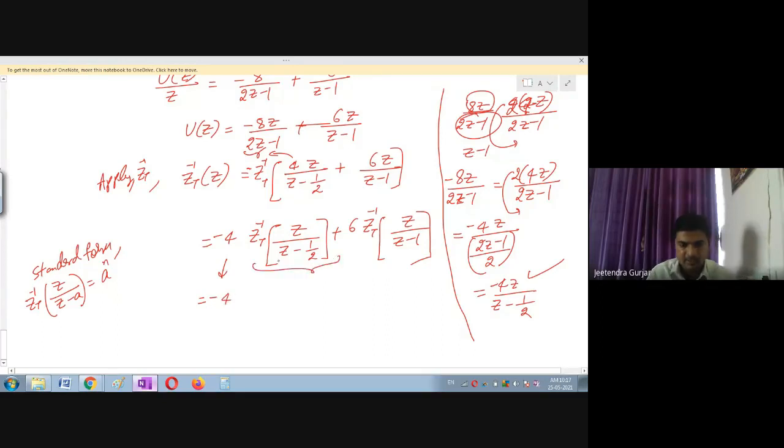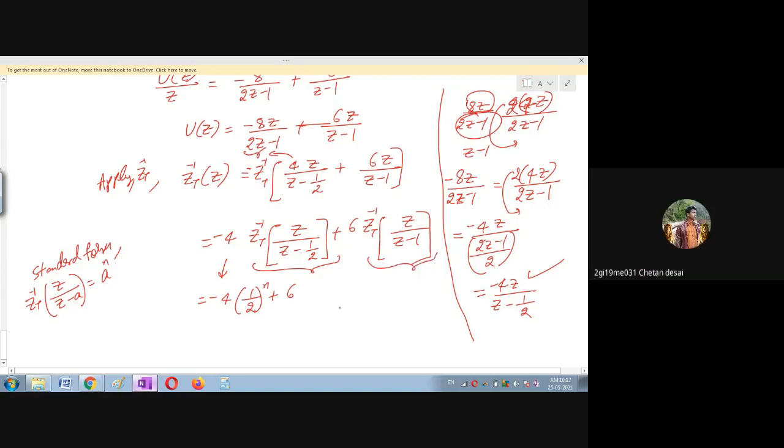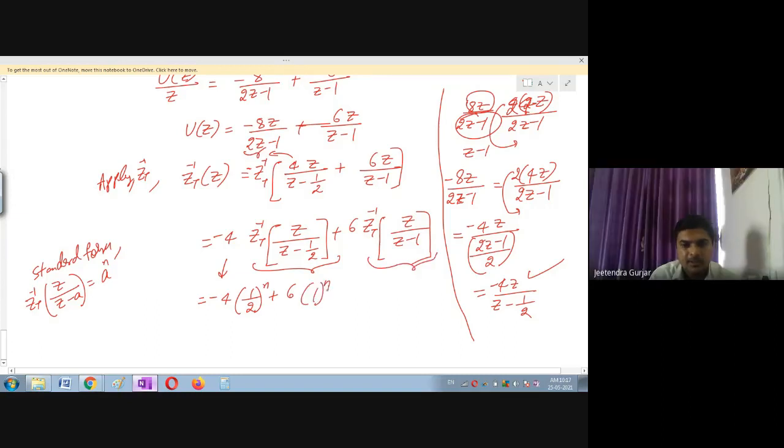Please tell me what is the inverse Z transform of this? 1 by 2 raised to n. Yes, very good. Next term, beta. 1 raised to n. Yes, it is 1 raised to n. That's it. The last step, students, please remember, inverse Z transform is helpful, so use this formula. Further, if you want, you can solve, or this is your answer. You can just take 1 raised to n is 1 only. So you can just take this as minus 4 times 1 upon 2 raised to n plus 6. So this is your answer, students.